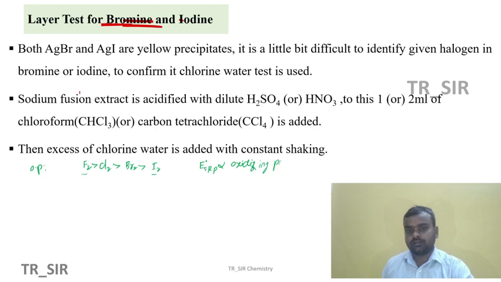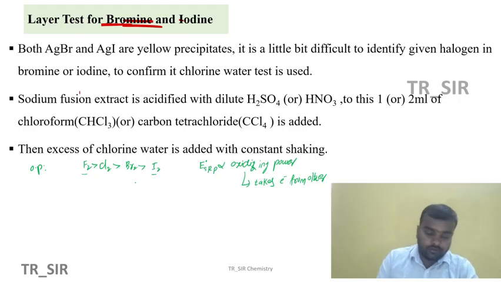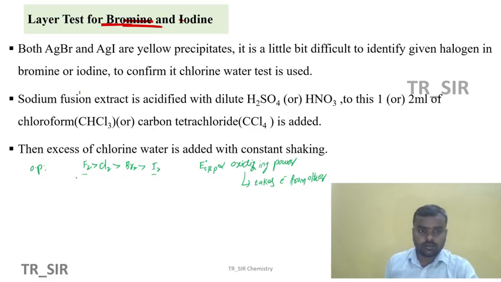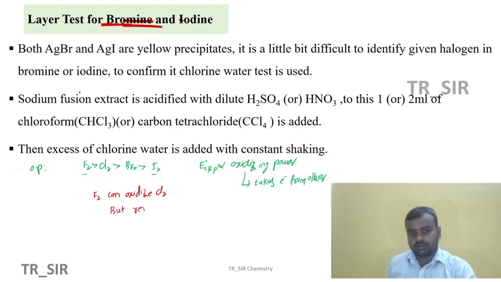Oxidizing power means it can take electrons from others. Here one point must be clear: fluorine can oxidize chlorine, but the reverse is not true.